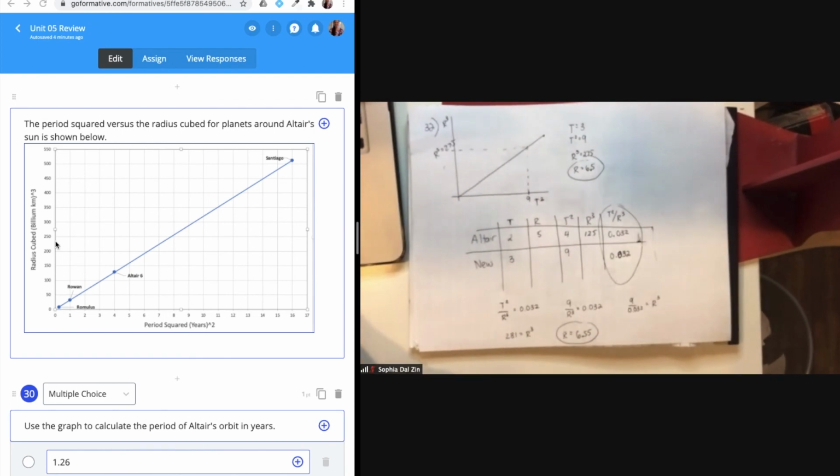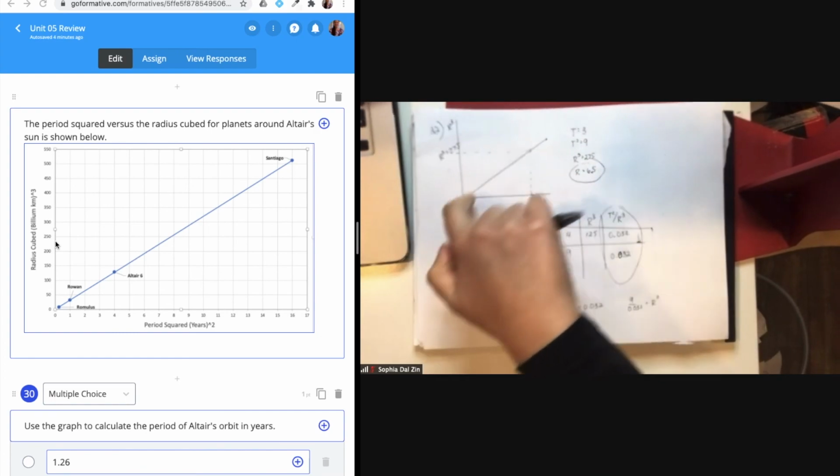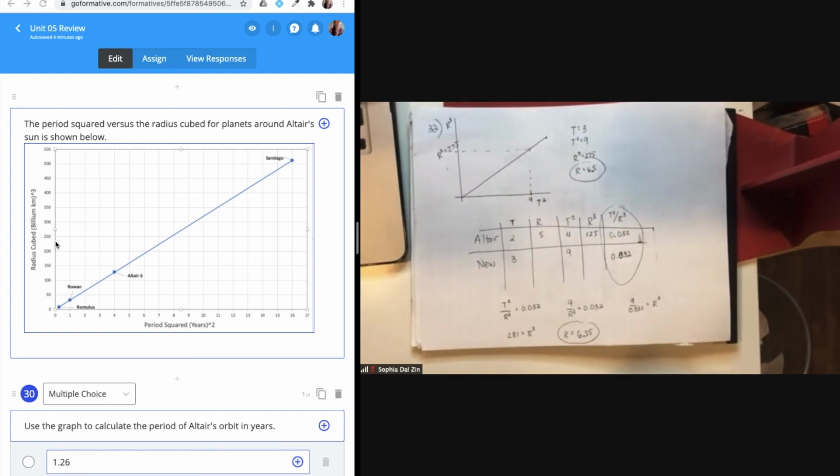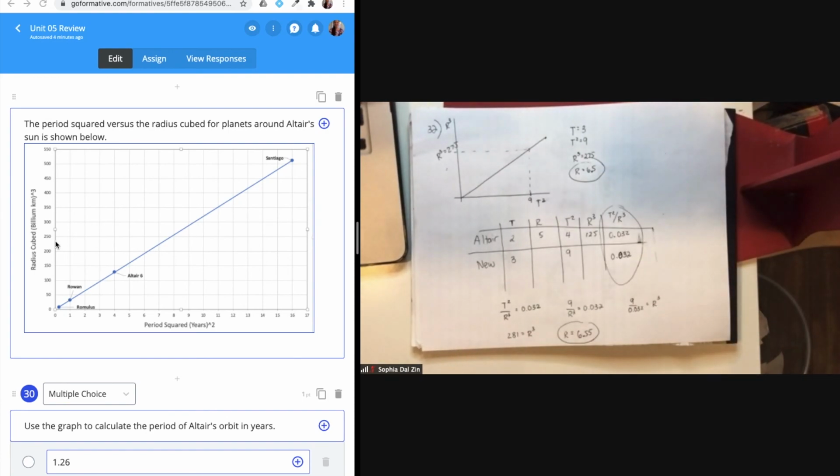That's two different ways to do the same problem, and it works on the same principle. That in a solar system where they're all orbiting the same thing, points must all fall along this line, and they must all have the same universal gravity constant between the two of them.